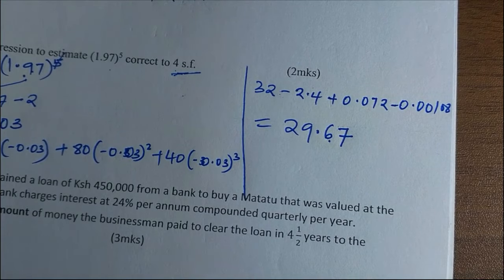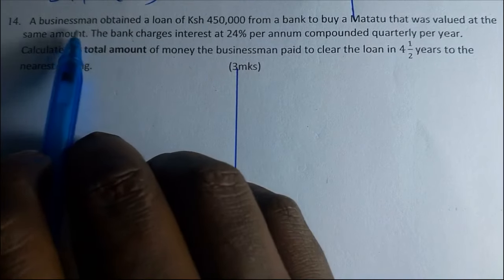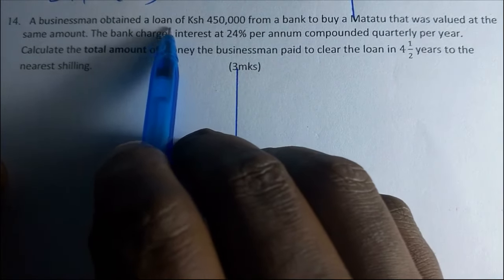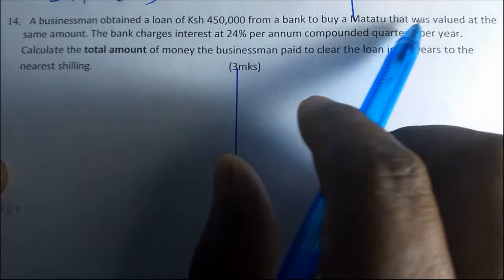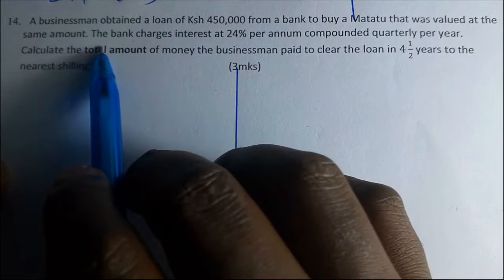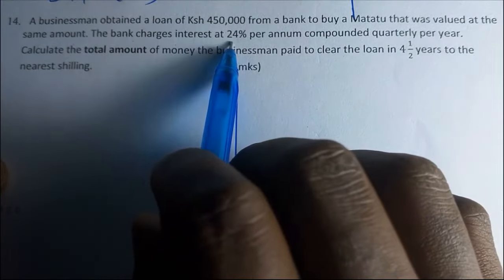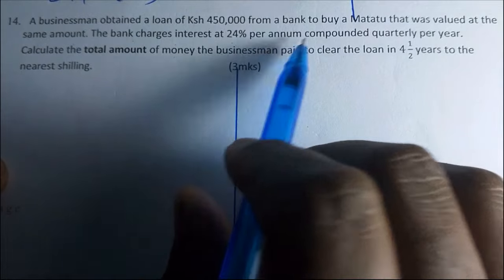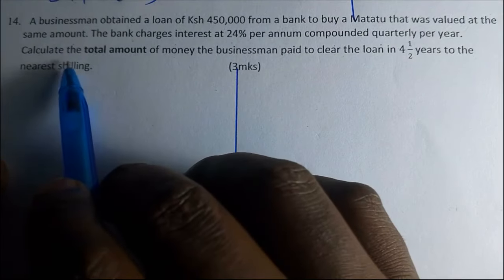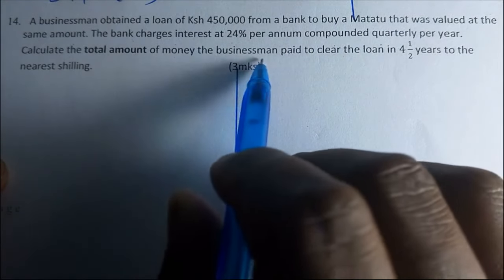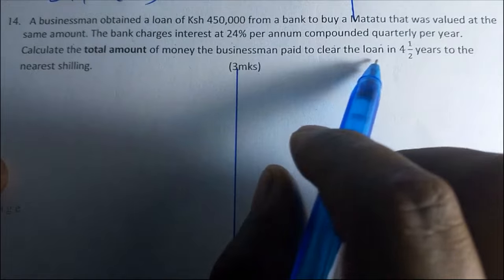A businessman obtained a loan of Kenya shillings from a bank to buy a matatu that was valued the same amount. The bank charges interest of 24% per annum, that's per year, compounded quarterly. Calculate the total amount of money the businessman paid to clear the loan in 4.5 years to the nearest shilling.